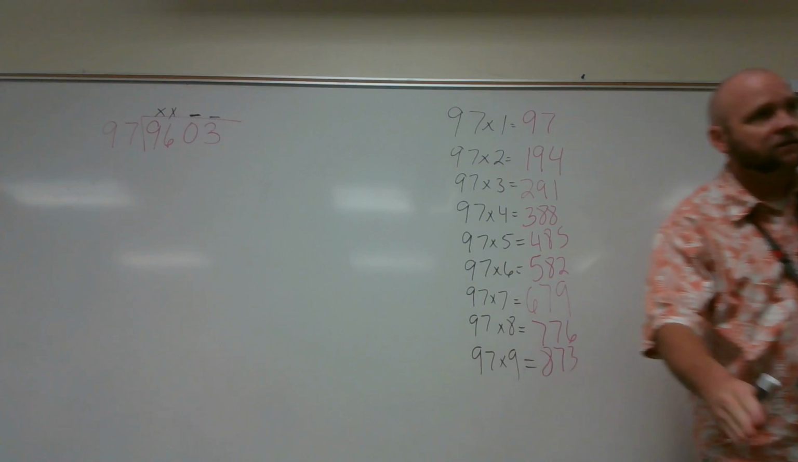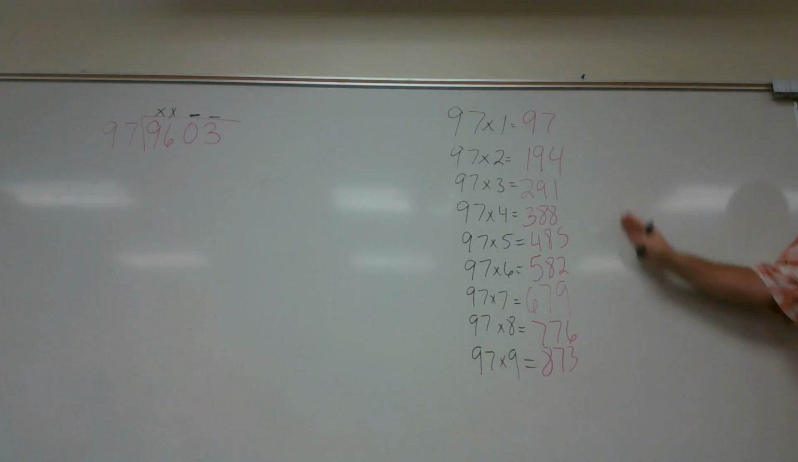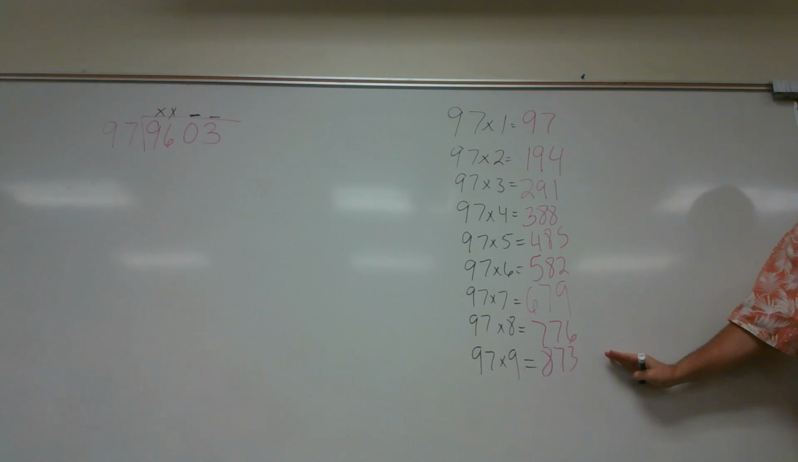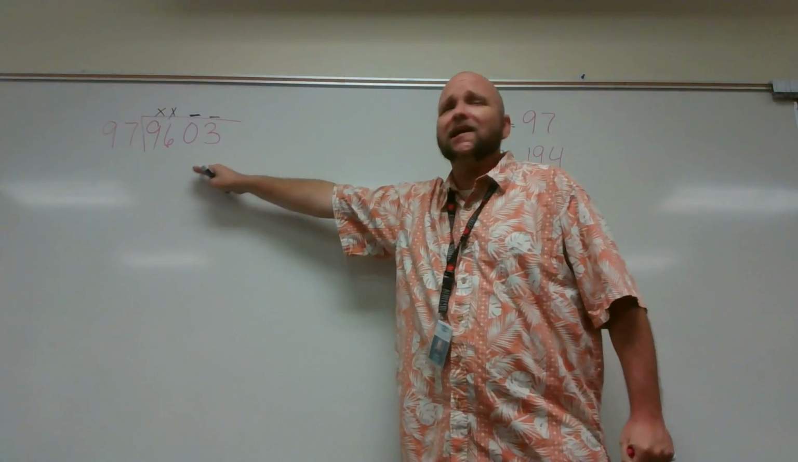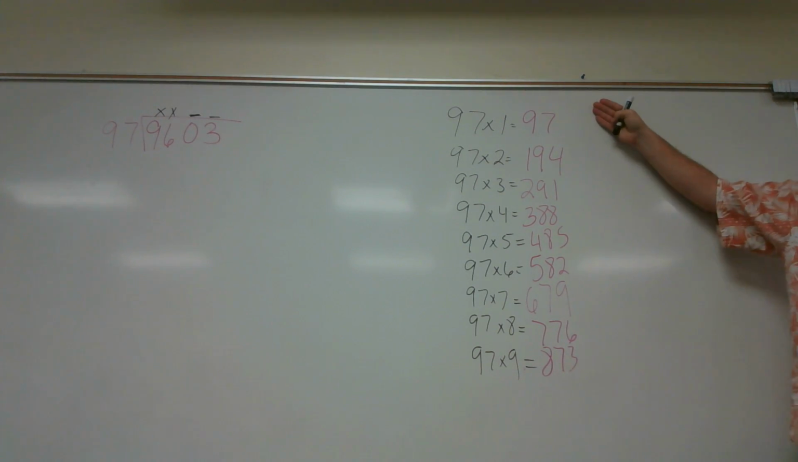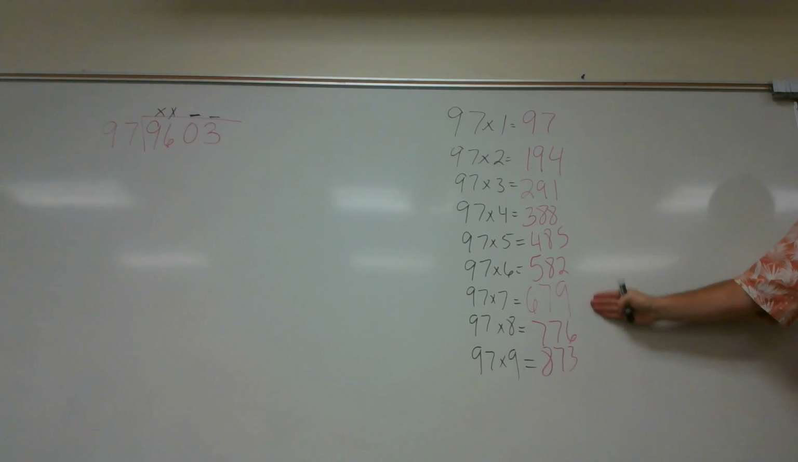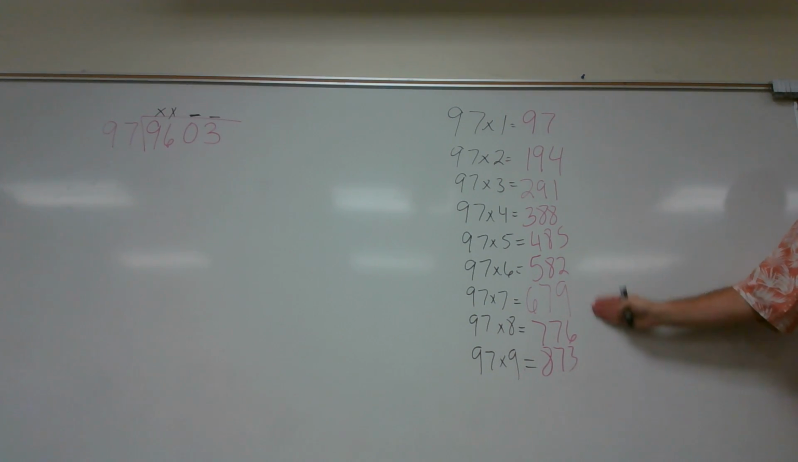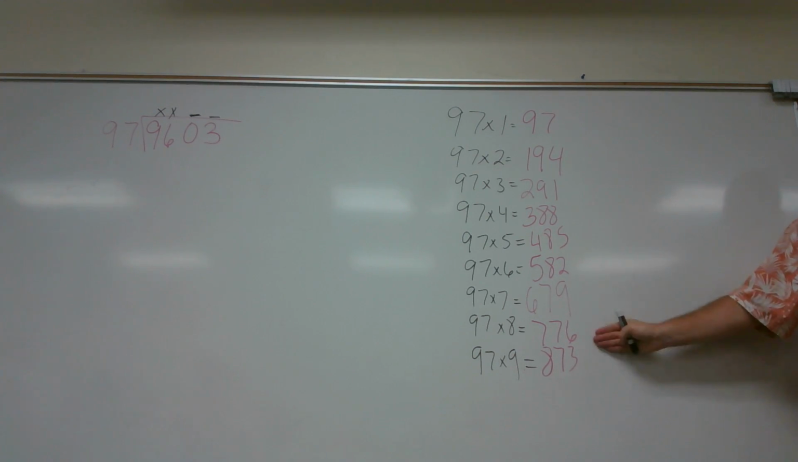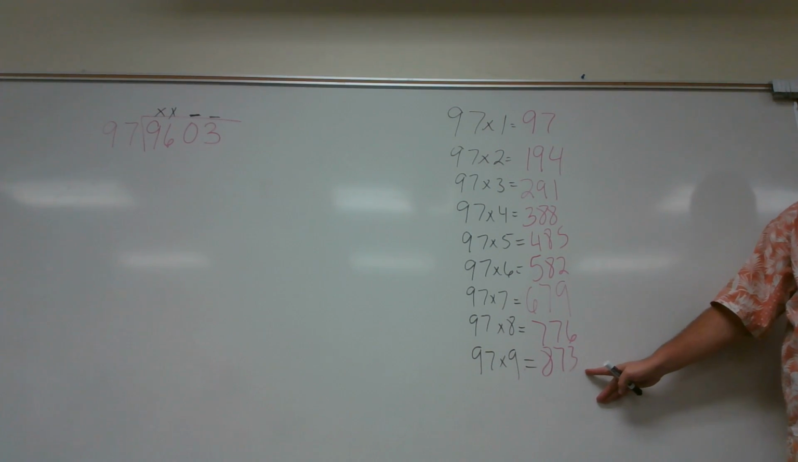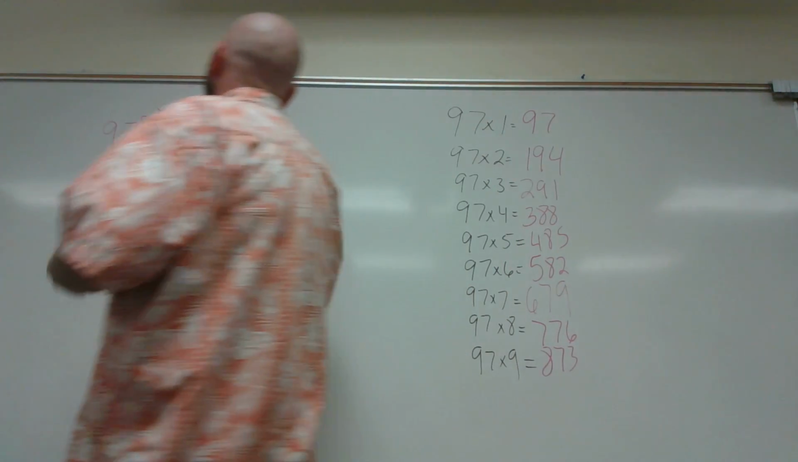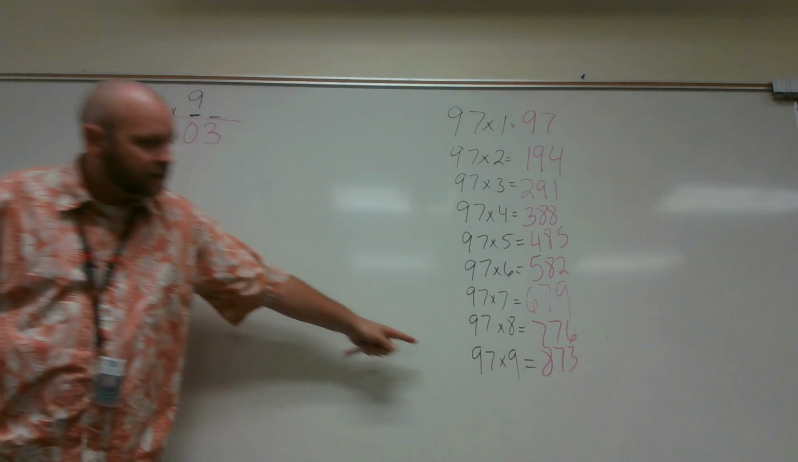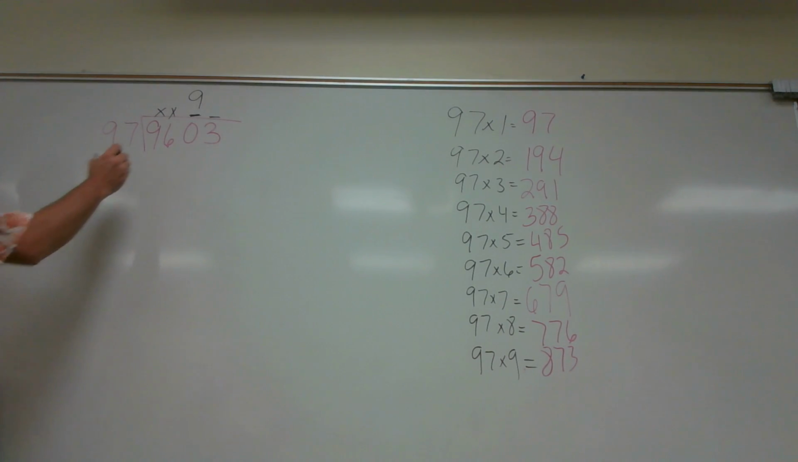All right, so now Oscar, I'm looking over here at my multiples. We're going to look at the pink numbers. Oscar, I want a pink number over here that is as close to 960 as I can get without going over 960. Do you see any here that I can use? 97 times 9. Good. So this is going to have a 9 at the top. And so 97 times 9 equals 873.